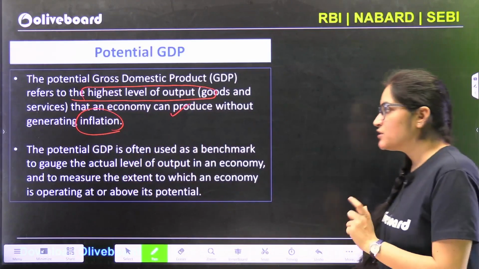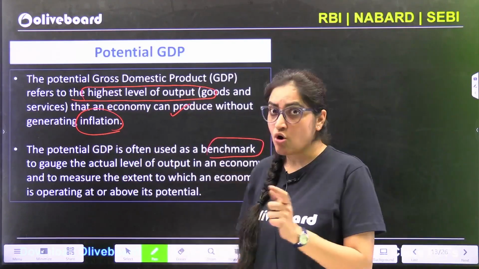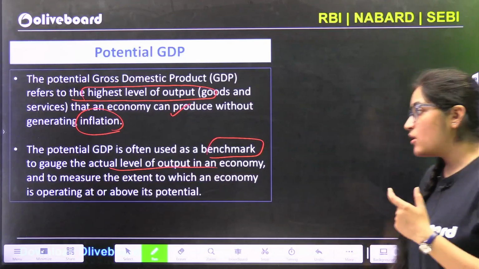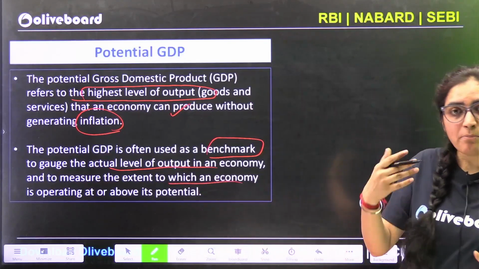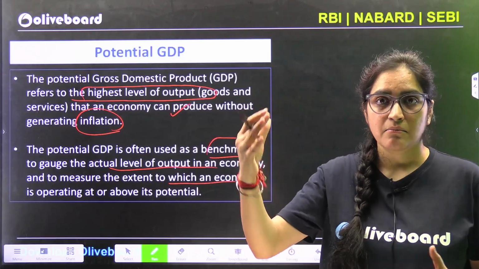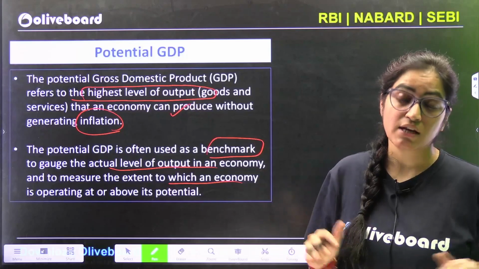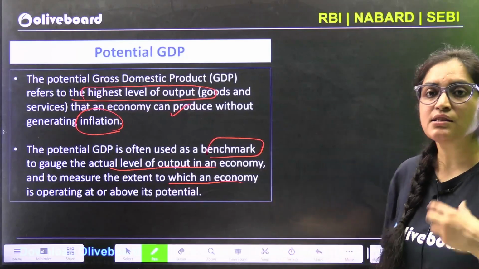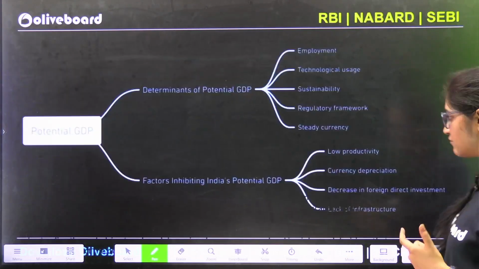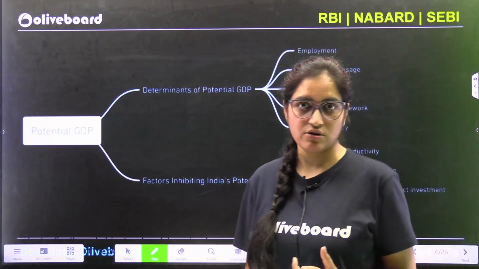The potential GDP is often used as a benchmark to gauge the actual level of output in an economy and to what measure the economy is operating. Because potential can be higher, but your actual GDP could be lower. So that can also be a case. There are certain determinants of your potential GDP, certain ways in which you try to describe your GDP.